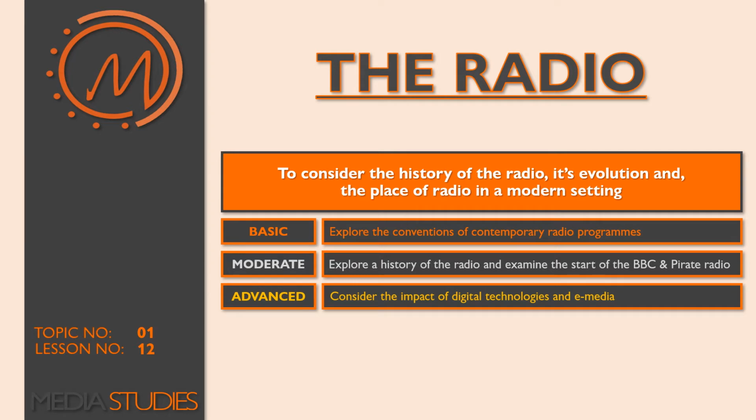We have 3 success criteria, as always, basic, moderate and advanced, and hopefully by the end of this lesson you will have explored the conventions of a contemporary radio programme. You'll have explored a history of the radio and examined the start of the BBC and the idea of pirate radio, and hopefully, fully by the end, you will consider the impact of digital technologies and e-media on the radio.